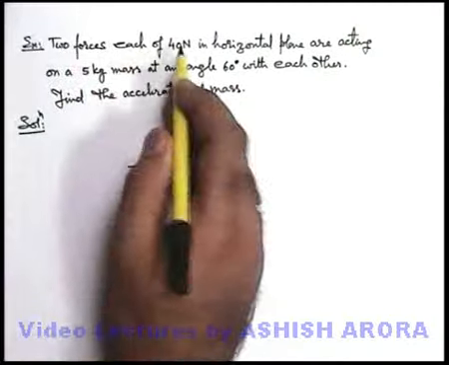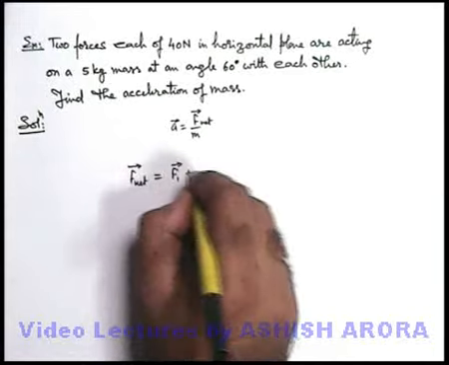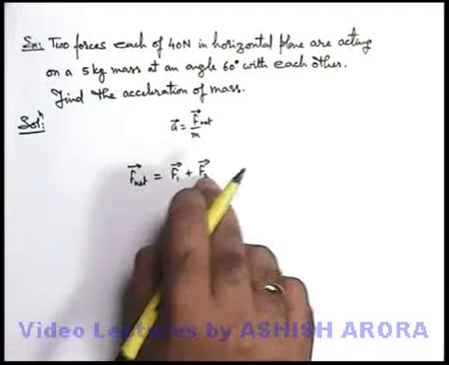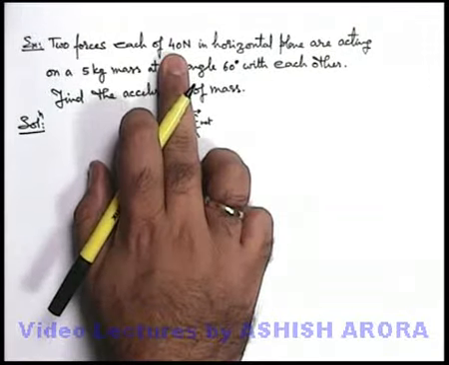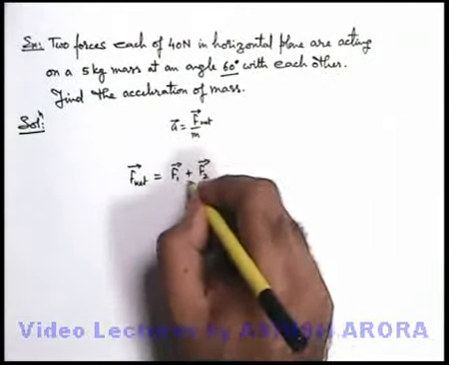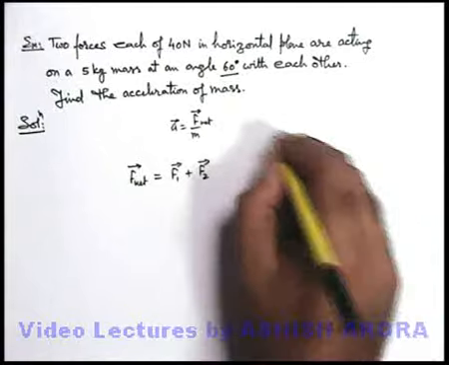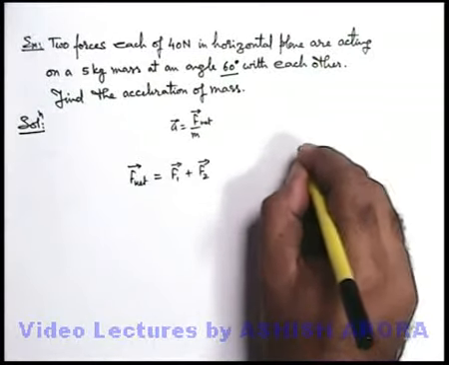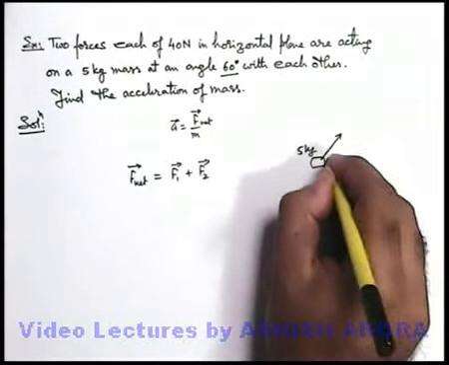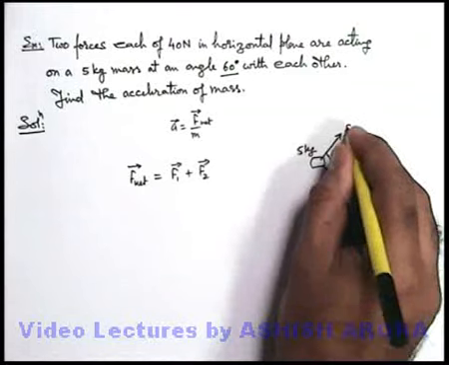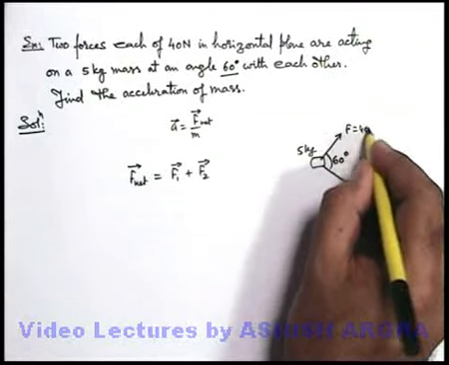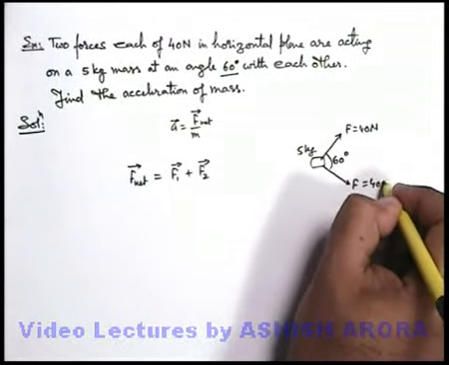Here we are given two forces, say F1 vector and F2 vector, and the resultant is F net. The magnitude of both forces is 40 Newton, and they act at an angle of 60 degrees with each other, that is the angle between F1 and F2. If we draw the situation, we have a 5 kg mass, with two equal forces acting at 60 degrees between them, each of magnitude F, 40 Newton.